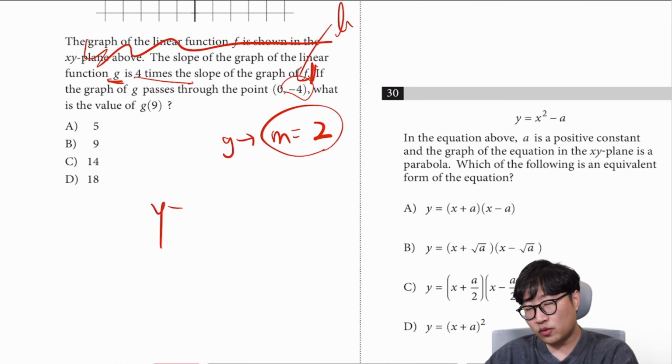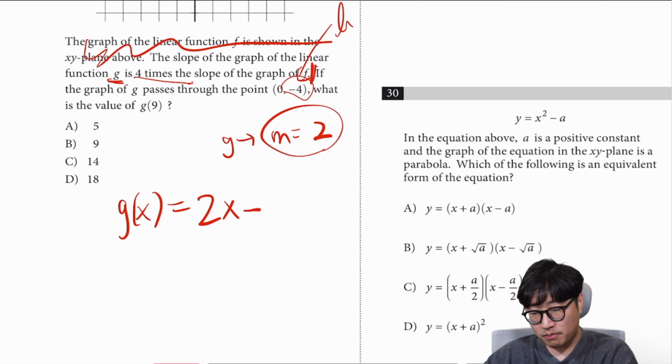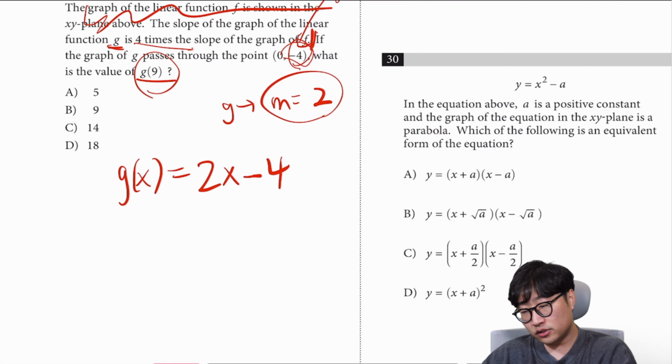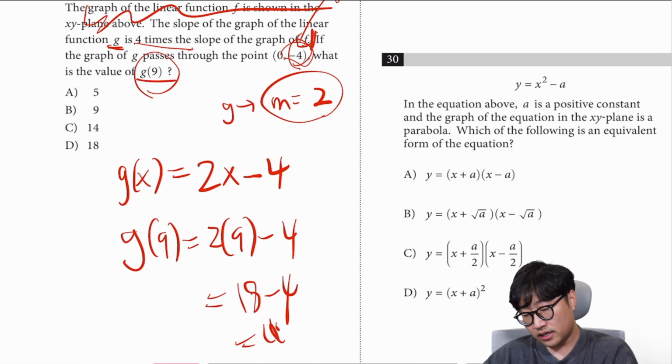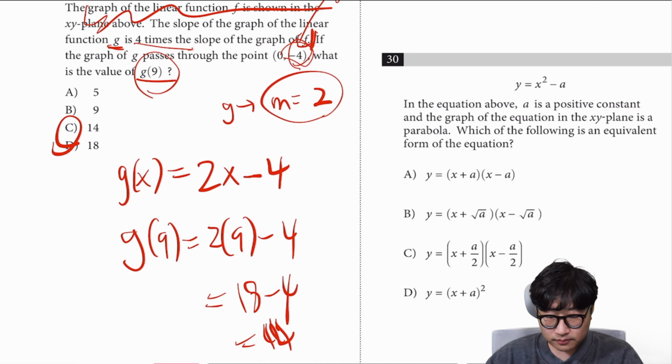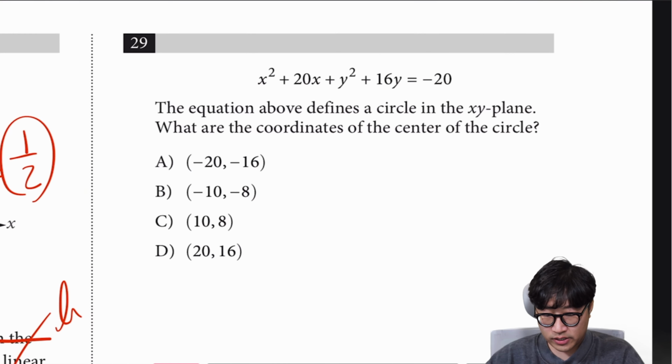Easy. I have the equation. Y is equal to, well, I'll call it g of x to be specific. g of x is equal to slope 2 times x minus 4 because that's what the y-intercept is. And they just want g of 9. So g of 9 would be 2 times 9 minus 4. 18 minus 4, that would be 14. Answer choice C.